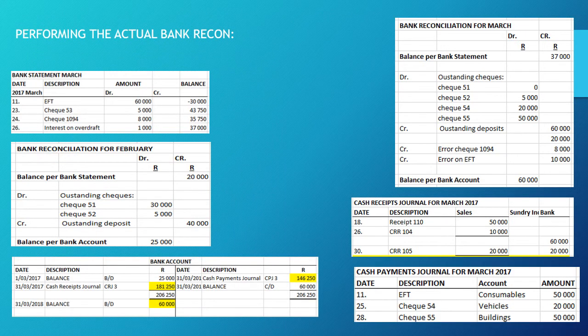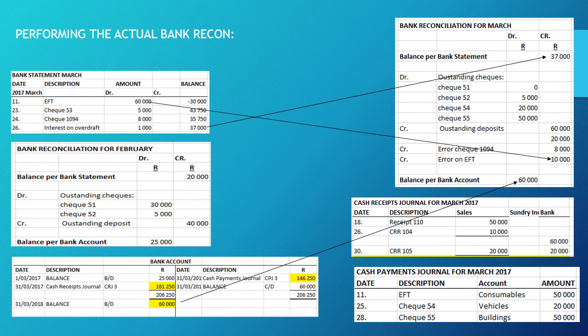We will now perform the actual bank reconciliation. Firstly, we will need the balance per the bank statement, which is sitting at 37,000 Rand as per the 26th of March. Then we need our balance per the bank account in our general ledger. This amount now consists of 60,000 after we have done those adjustments to the amounts that we found in our bank statement, such as the bank charges and interest income and expenses, as can be seen by the yellow highlighting.